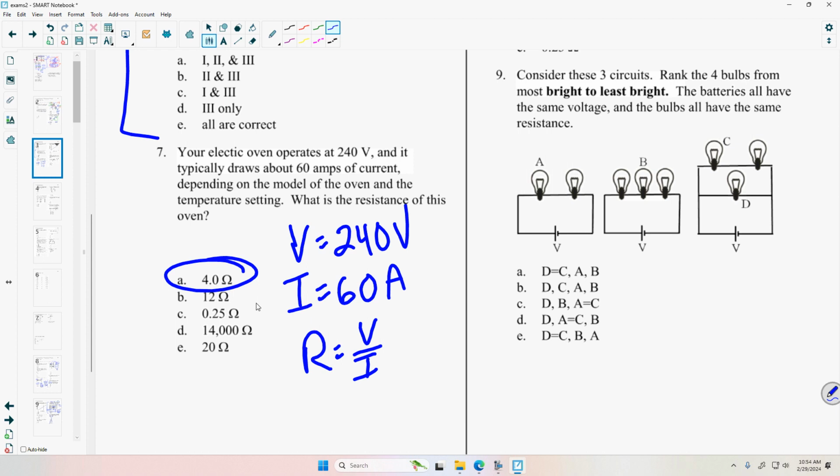Anytime you have a heating element, it's going to have a really small resistance. You want any sort of power.